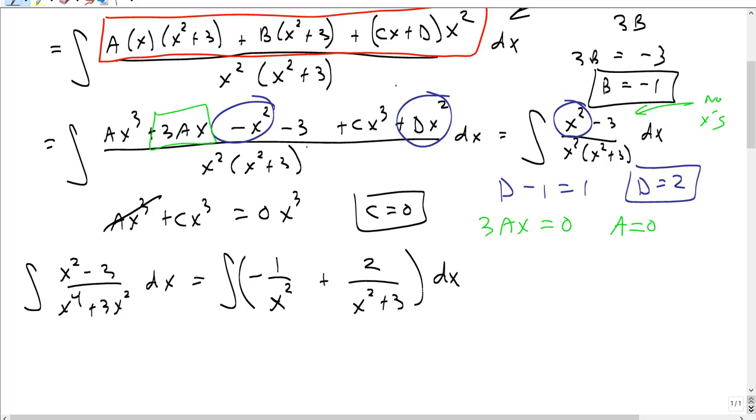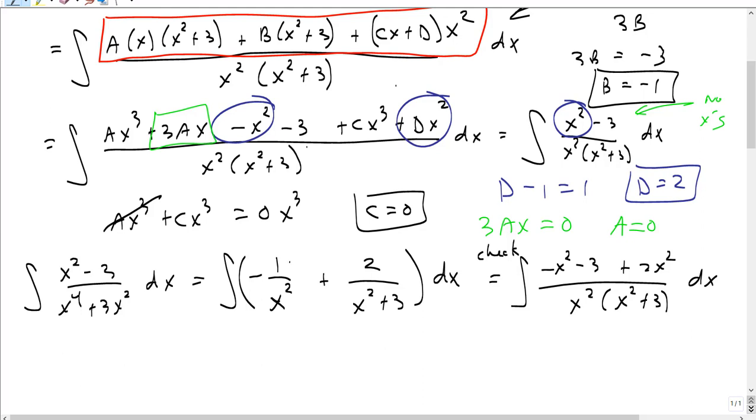And if we multiply this all out, we multiply this one by x squared, so we can check. And we get -x squared minus 3 plus 2x squared all over x squared times x squared plus 3. If we multiply this one top and bottom by x squared plus 3, and this one by x squared over x squared, this cancels out to be just x squared minus 3. It does check out.